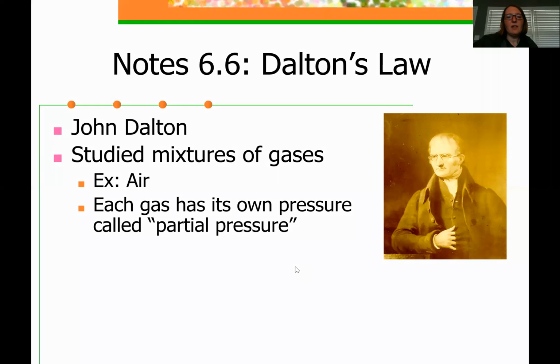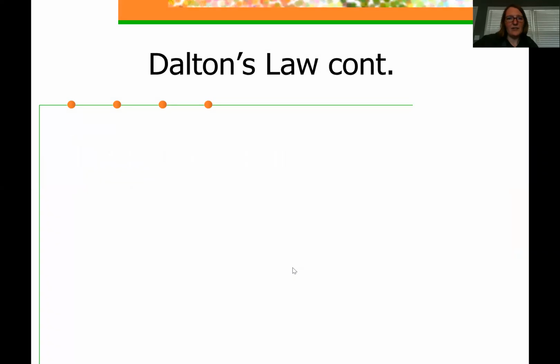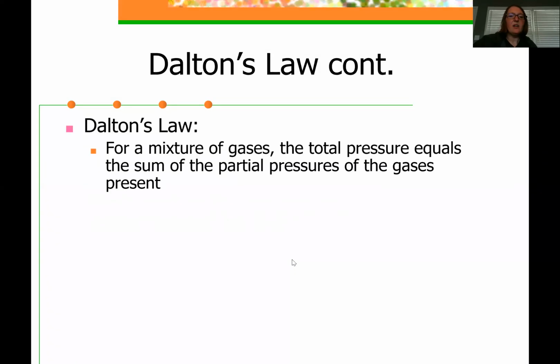And from this, he develops what we call Dalton's law, our last law here. Dalton's law says for a mixture of gases, the total pressure, so the total pressure of the air around us, equals the sum of the partial pressures of the gases present. So what that means is if you added up the pressure of oxygen plus the pressure of nitrogen plus the pressure of CO2 plus the pressure of water vapor, you would get the total pressure of the air.